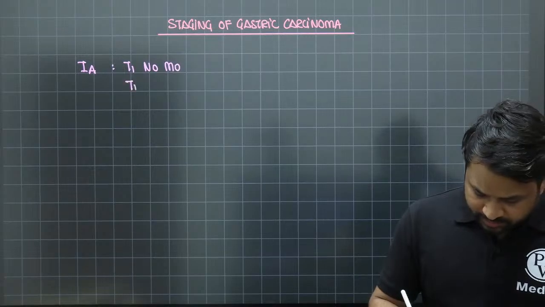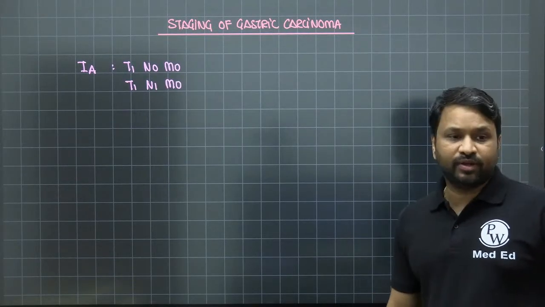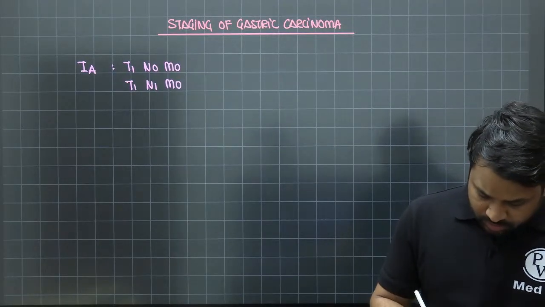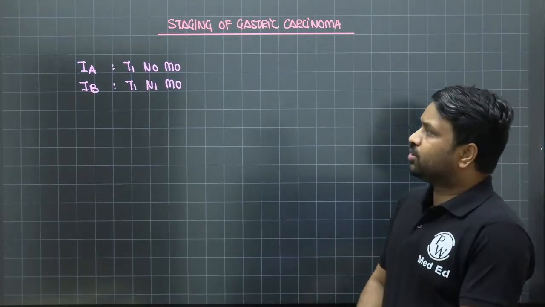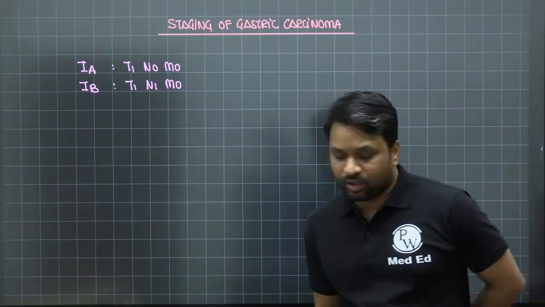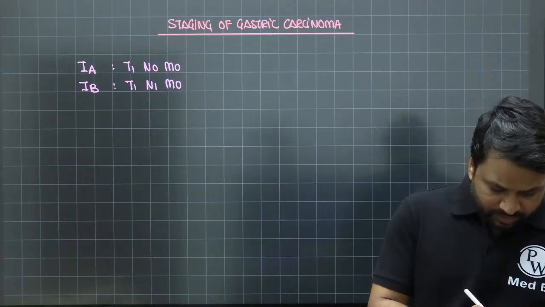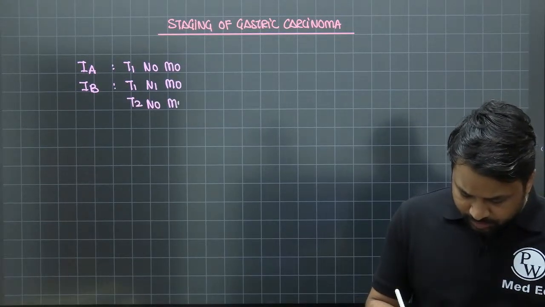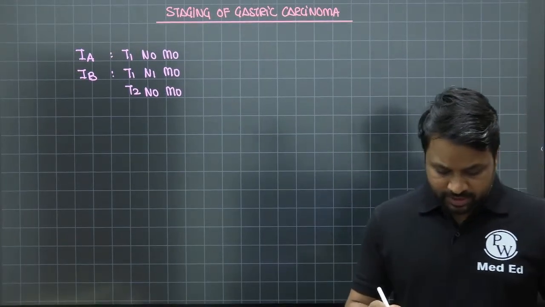It could be T1 N1 M. If it is T1 N0 M0, it is going to be stage 1A. Stage 1B is going to be T1 N1 M0. Another thing that you can have in 1B is going to be T2 N0 M0. That is stage 1A and 1B.